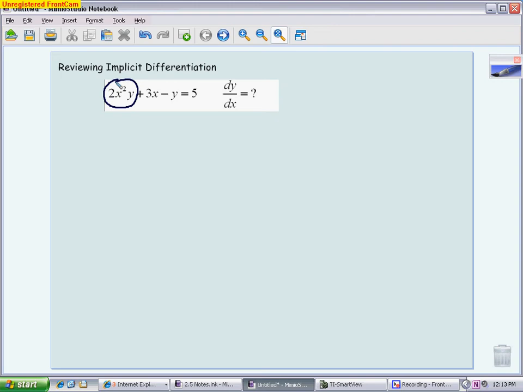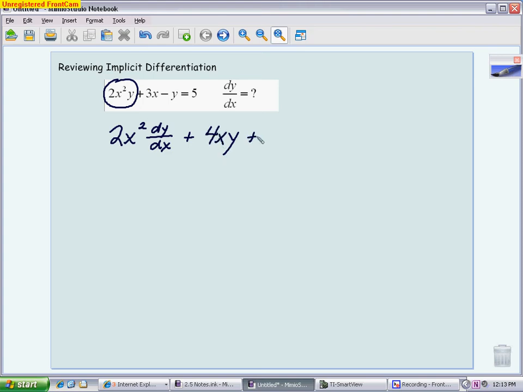So we start this problem with the first times the derivative of the second. The second is y. The derivative of y is 1 dy/dx. Plus the second, I'm going to leave myself a little room, times the derivative of the first. The derivative of the first is 4x. Because it's in terms of x already, we do not need a dy/dx.